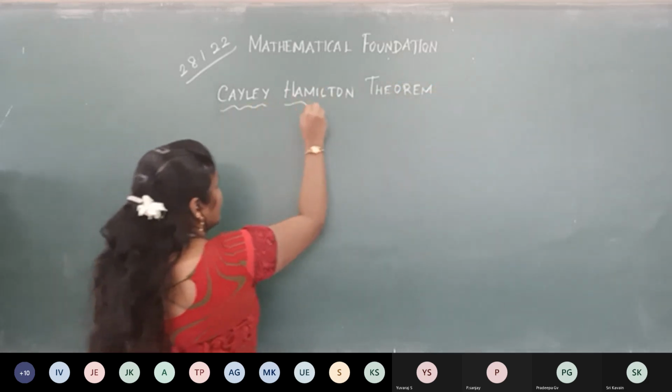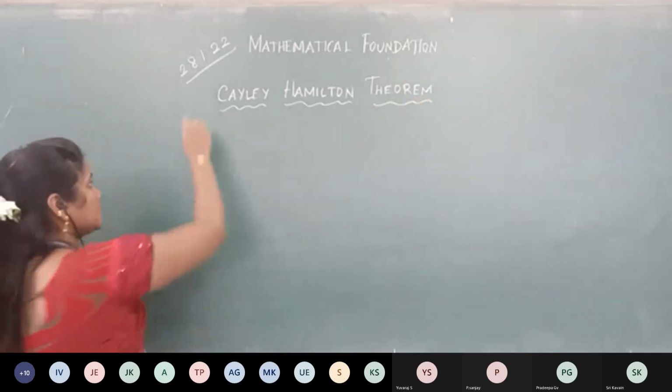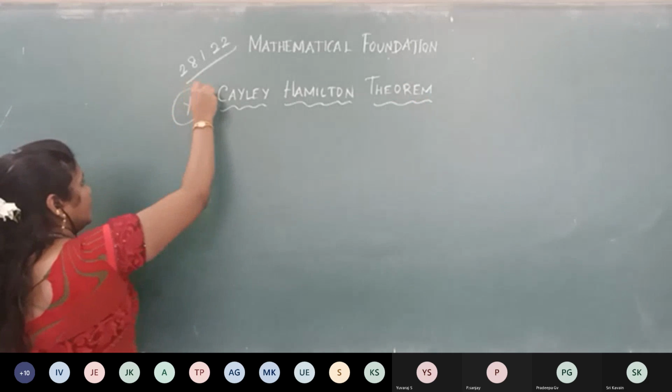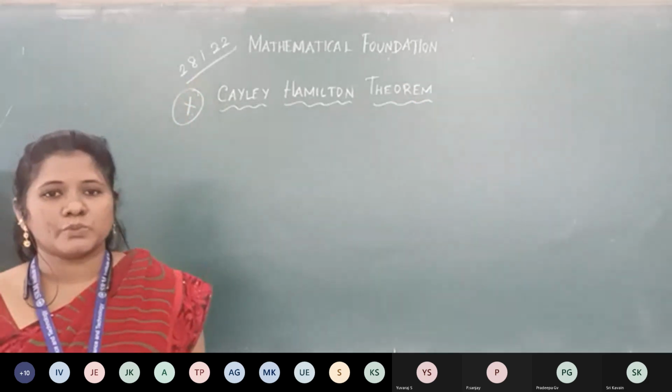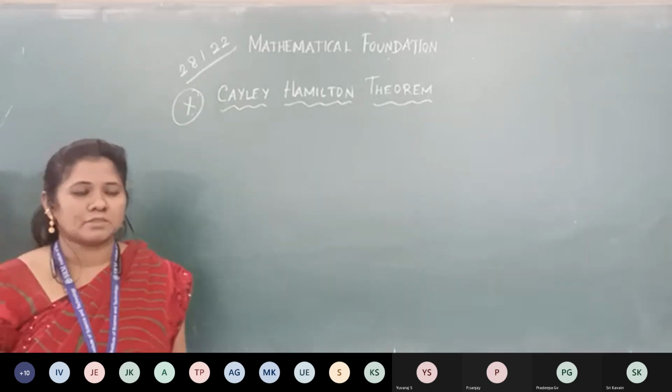For a 2 marks definition, this Cayley-Hamilton theorem will be asked. A very, very important question. For your 2 marks question, always this Cayley-Hamilton theorem. You have to know the statement.